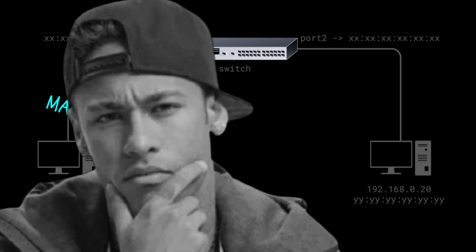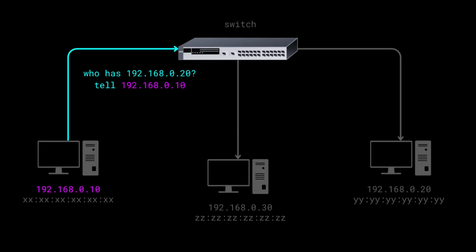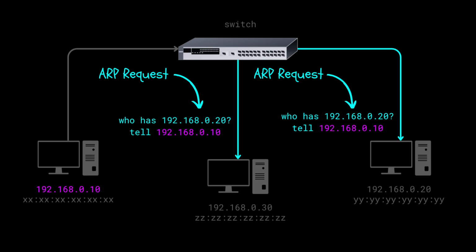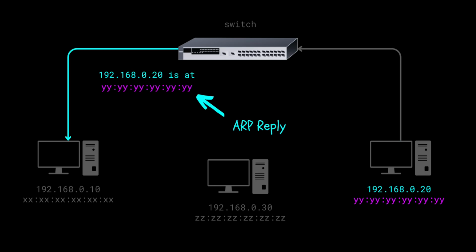The question is, how does a device know the MAC address of the destination? In order to do that, the source device sends a broadcast message to all devices on the network asking for it. This is called an ARP request. Assuming all devices in the network behave correctly, the legitimate destination will reply to the source telling it that it has the IP address being looked for. This is called the ARP reply.